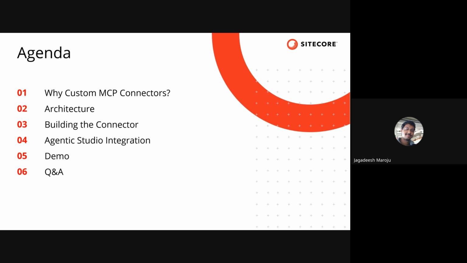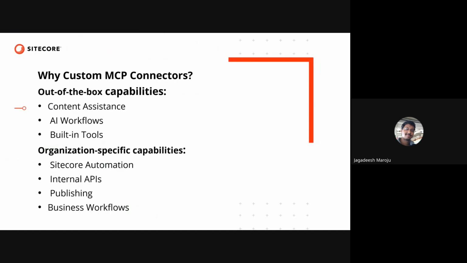Why do we even need custom MCP connectors? Sitecore Agentic Studio already provides, as I mentioned, several built-in capabilities that help authors and developers. These tools are designed to solve common use cases, and they work really well. However, every organization has its own business requirements, right? Some organizations need to integrate with CRM, some might want to automate publishing content through agents, and some may want to connect with Content Hub, all that stuff.